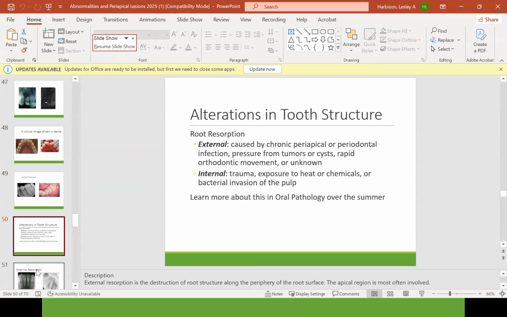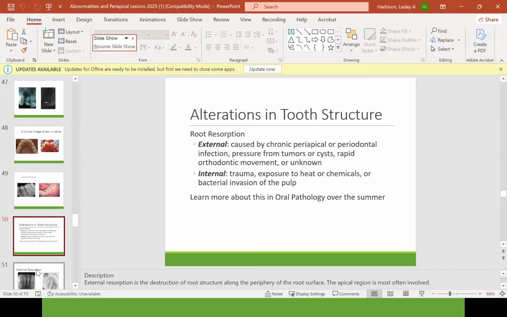External root resorption is caused by chronic periapical or periodontal infection, pressure from a tumor or a cyst, rapid orthodontic movement, or an unknown reason. I've seen it happen in healthy mouths for no good understood reason. So sometimes this root resorption happens.